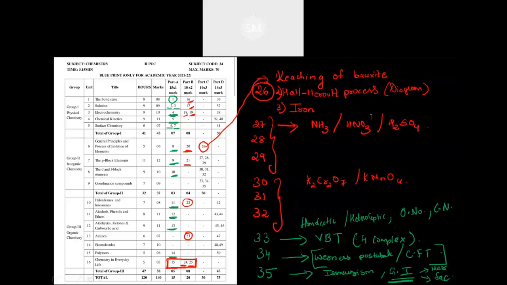You won't have 3 marks questions except these: only VBT could be asked, or Werner's postulate could be asked. For full 3 marks, only these questions will be asked. Other than that, nothing for full 3 marks. For 2 marks you can expect isomerism. Shall I proceed? Then you go into detail.